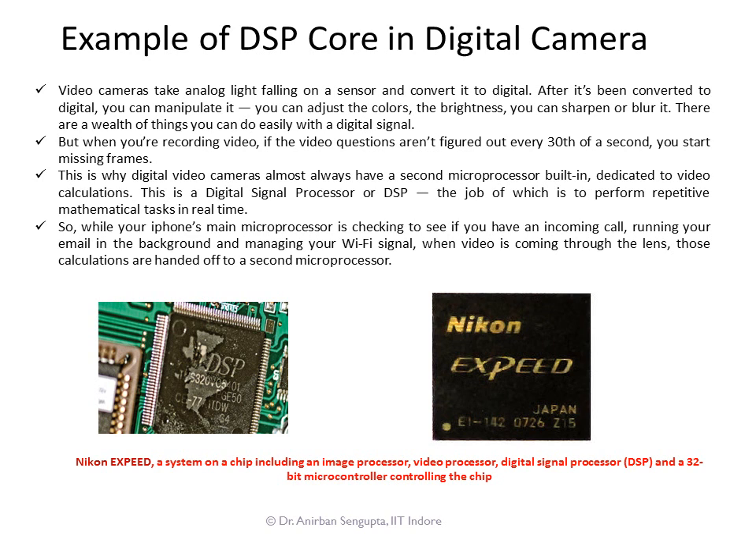For example, if our iPhone's main microprocessor is checking to see if we have an incoming signal or call, or checking if there's an email running in the background, or managing the Wi-Fi, then when the video is coming through the lens, these calculations are handed over to the dedicated microprocessor, which we call a digital signal processor. For example, the Nikon Expeed is a system on chip that includes an image processor, video processor, DSP, and a 32-bit microcontroller.